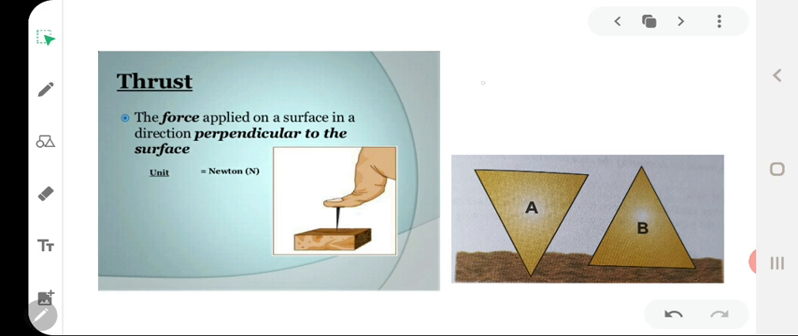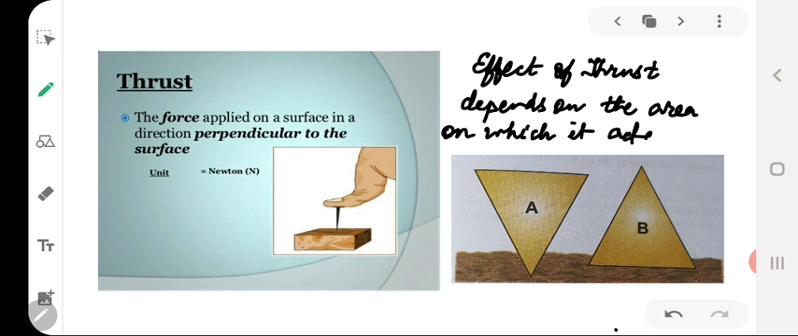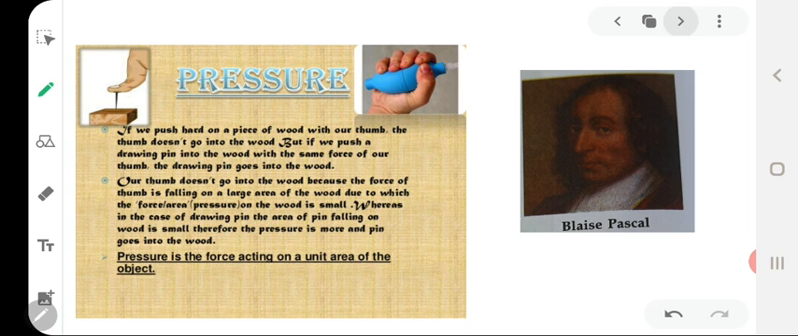Thus, the effect of thrust depends on the area on which it acts. That's when comes the concept of pressure.